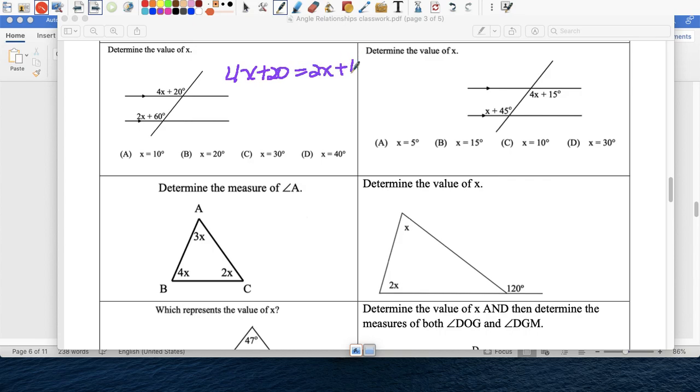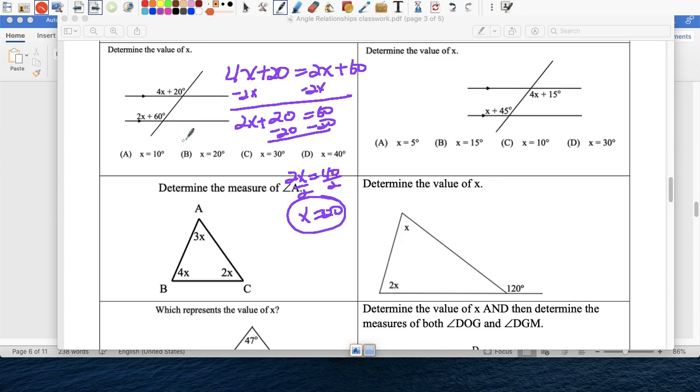And then you just get to solve. Minus 2x. 2x plus 20 equals 60, minus 20. 2x equals 40, divide by 2, x equals 20. And there we go, right here.